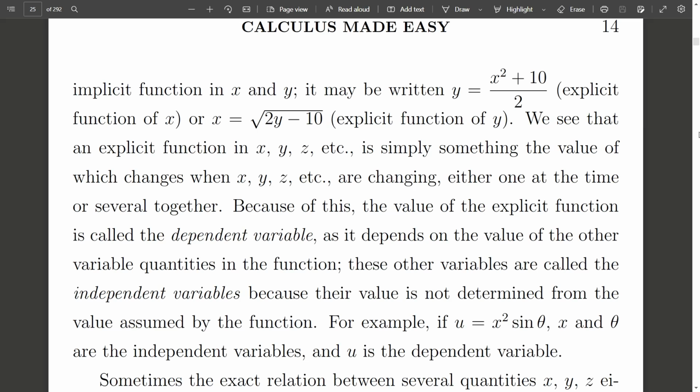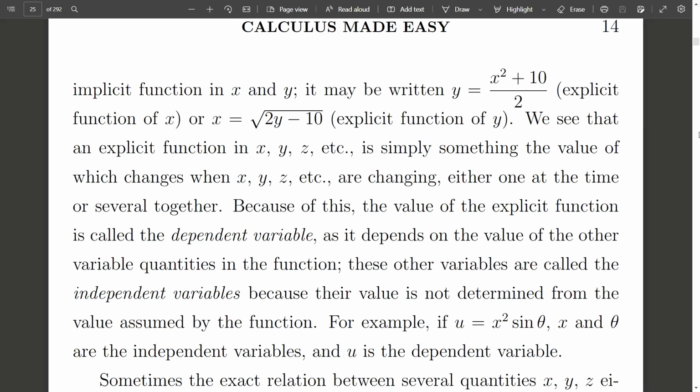We see that an explicit function in x, y, z, etc. is simply something the value of which changes when x, y, z, etc. are changing, either one at a time or several together. Because of this, the value of the explicit function is called the dependent variable, as it depends on the value of the other variable quantities in the function.